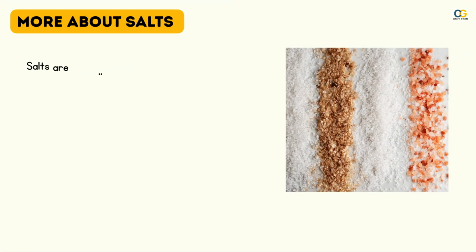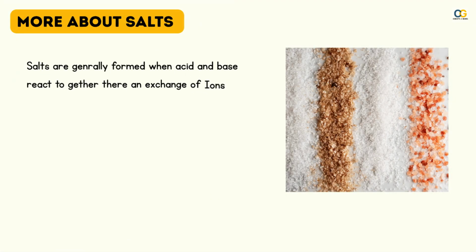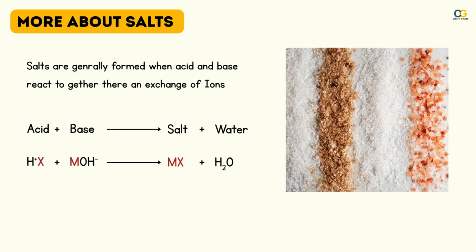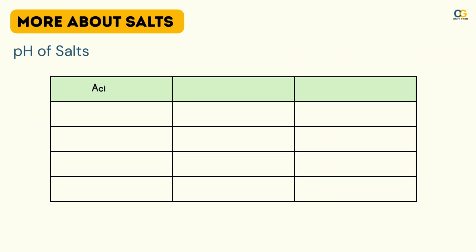Salts are generally formed when an acid and base react together and there is an exchange of ions. We have already seen the neutralization reaction where the acid and base together give rise to salt and water. The hydrogen ion in the acid and the hydroxide ion in the base combine together to form water, and the remaining elements together form the salt. Now, the pH of the salt. So when an acid and base are merged together, we get a salt.